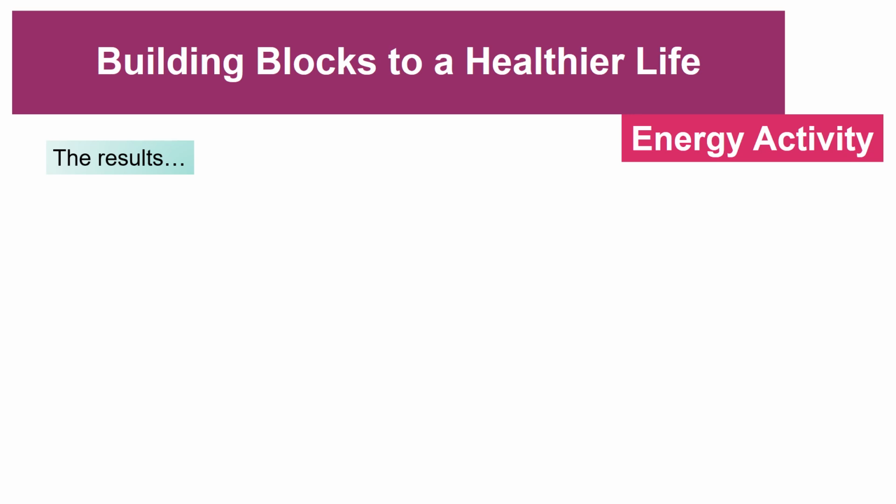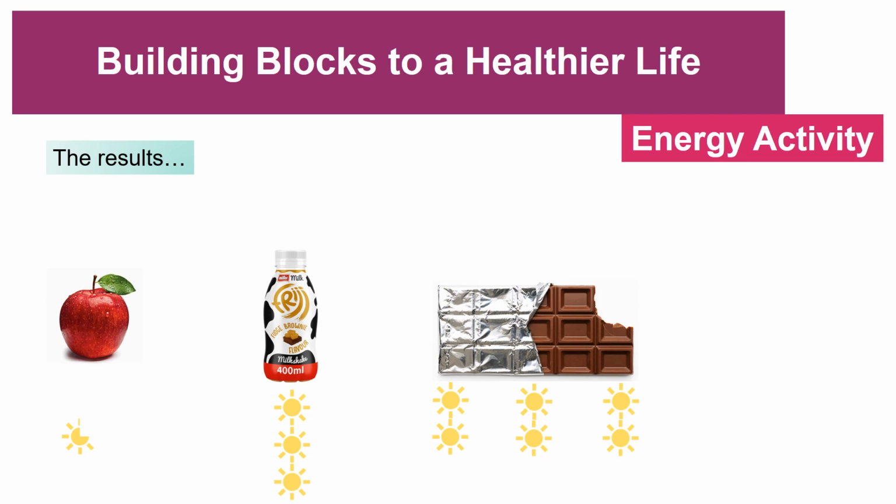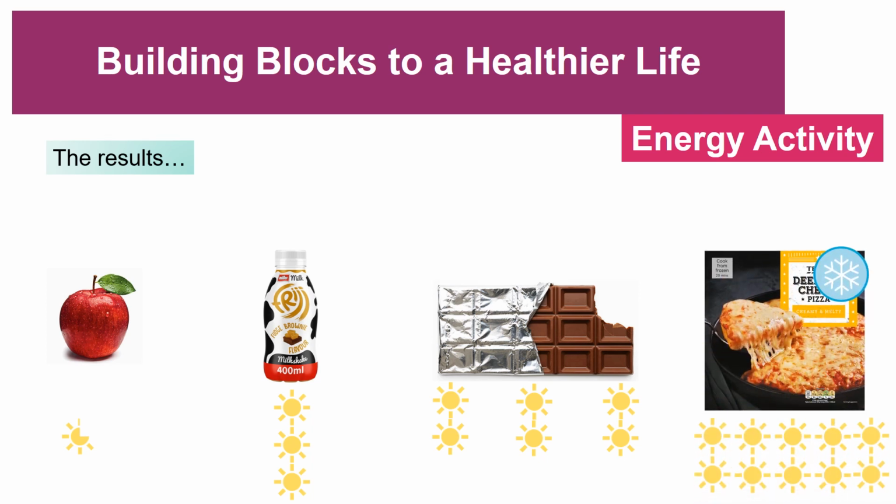Right, let's have a look and see how we did. So the lowest in energy is the apple, with less than 1 sun. The next is milkshake with 3 suns. Then it's the big bar of chocolate with 6 suns. So that leaves us with the highest in energy is the whole pizza with 10 suns. So is that what you thought it would be? Or has anything surprised you?